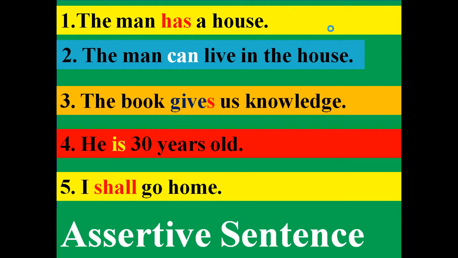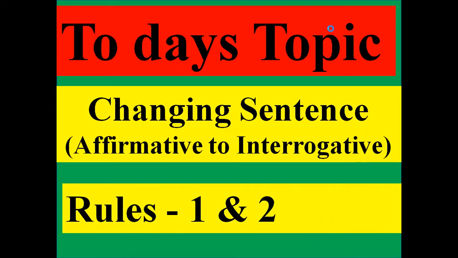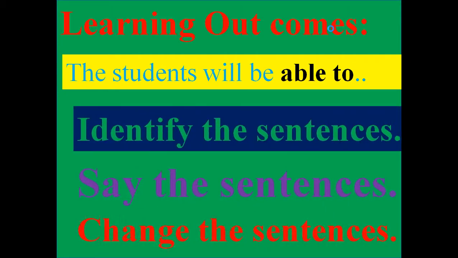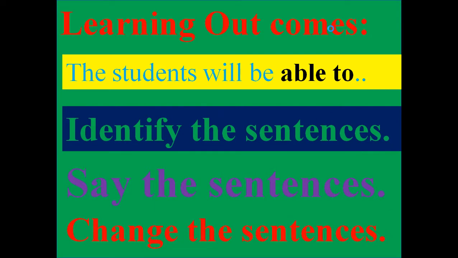You know, an assertive sentence has two kinds. One is affirmative and the other is negative. These are affirmative sentences, and we can make these sentences interrogative. So, today's topic is changing sentences from affirmative into negative, rule number 1 and 2. Dear students, keep a khata and a pen with you and be alert, be attentive to note down.